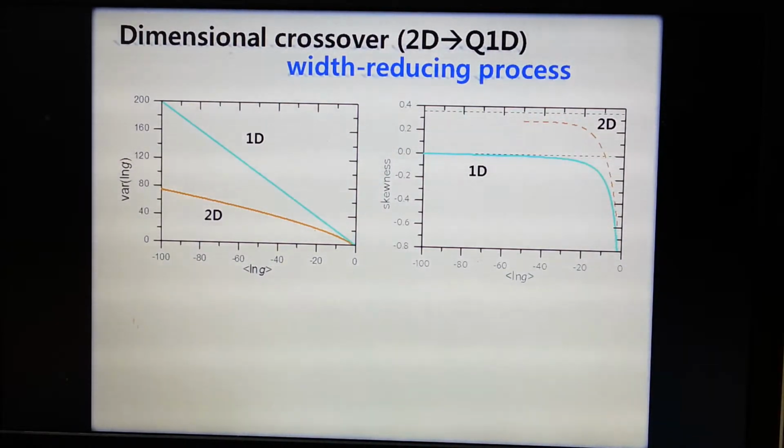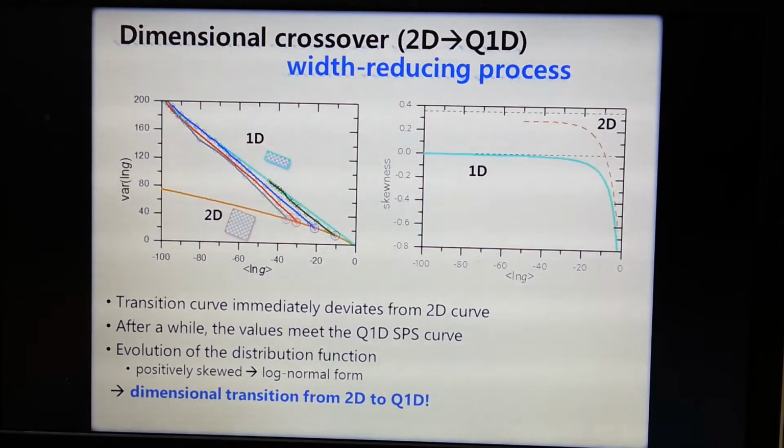In the width reducing process, we start from a certain point on the 2D curve. And 4 typical points are given here. And from here, we gradually reduce the width of the sample. And during the process, the variance values immediately deviate from the 2D curve. And at a certain point, the values meet the 1D curve. And finally, the values start to follow the 1D curve.